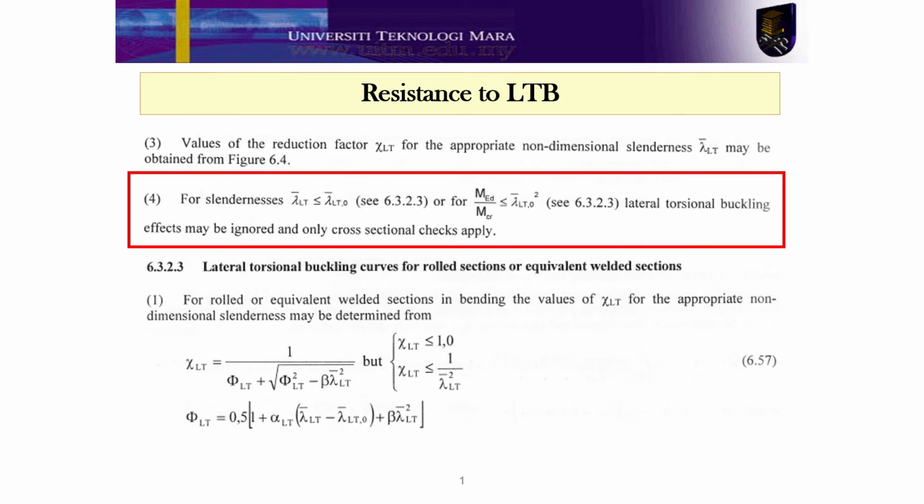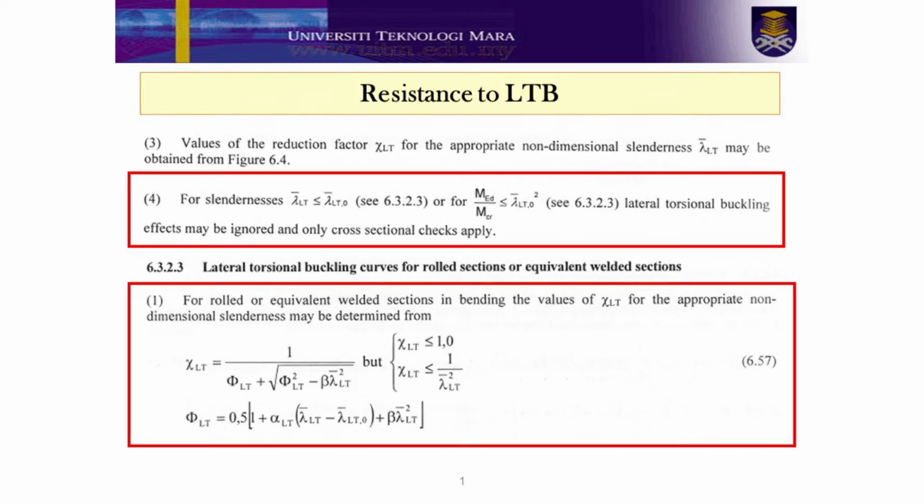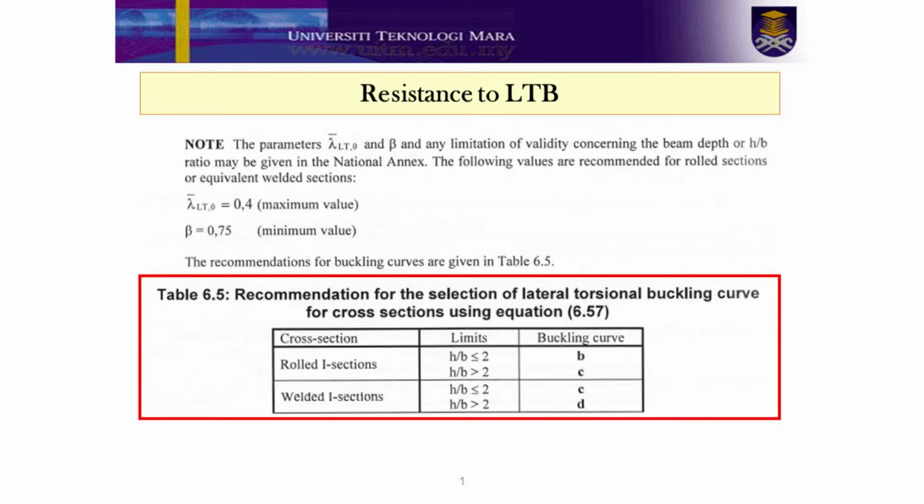An alternative method of calculating the reduction factor for lateral torsional buckling for rolled sections only is described in clause 6.3.2.3. Here the reduction factor is given by equation 6.57. The value of the imperfection factor, used in equation 6.57, is again taken from table 6.3 shown earlier, but the appropriate buckling curve for the cross-section is determined from table 6.5.